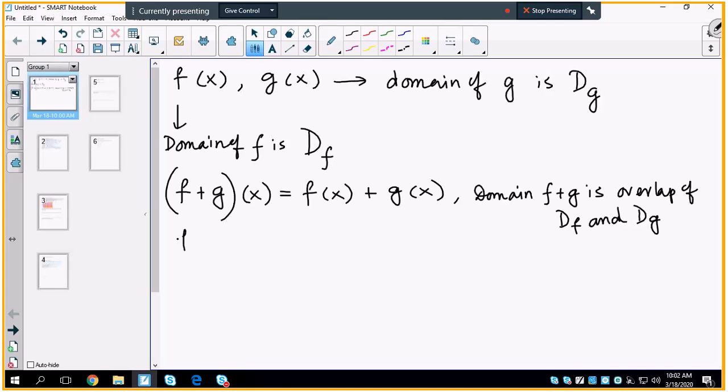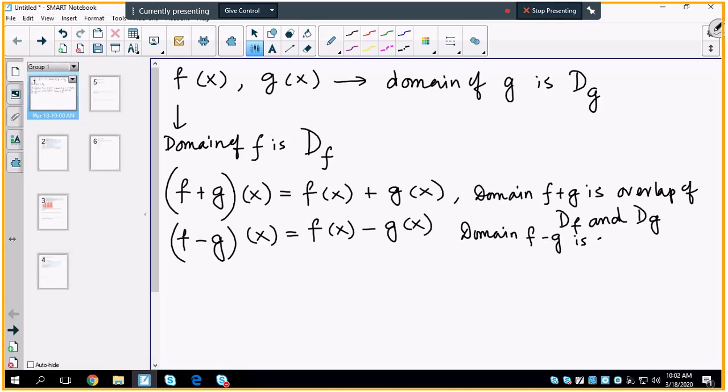Similarly, if I have two functions f and g and I'm willing to subtract g from f, then the definition of function subtraction will tell you to look at your function f(x) and then subtract the function g(x) and then combine like terms. As usual, the domain of this function is going to look like the overlap of the domain of the function f and the domain of the function g. So I will say the domain of f minus g is the overlap of the domain of f and the domain of g.